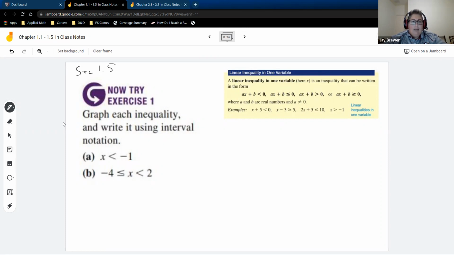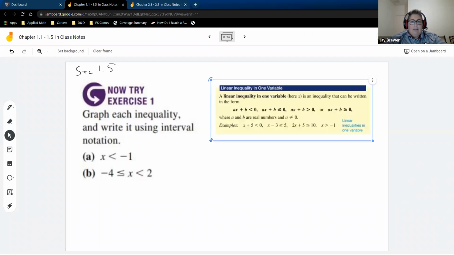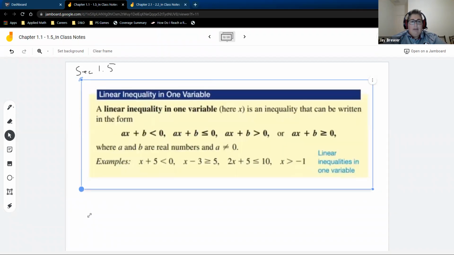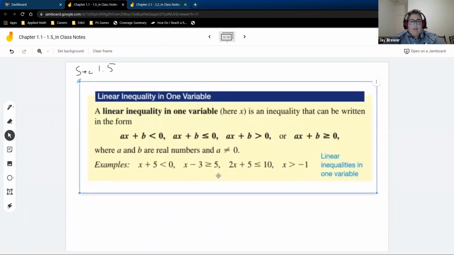And before I have you do the example with me, I want to make this a little bit bigger for you guys so you can see it real quick. What we're looking at here is linear inequalities in one variable. So you're going to have ax plus b and then some form of an inequality. And again, you don't have to always have 0 here.